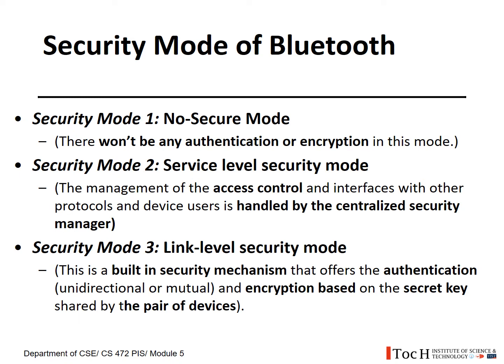And the third mode is link level security mode. It is a built-in security mechanism that offers authentication and encryption based on a secret key shared by the pair of devices. It is the security mode which is implemented in the Bluetooth devices that are being used nowadays.